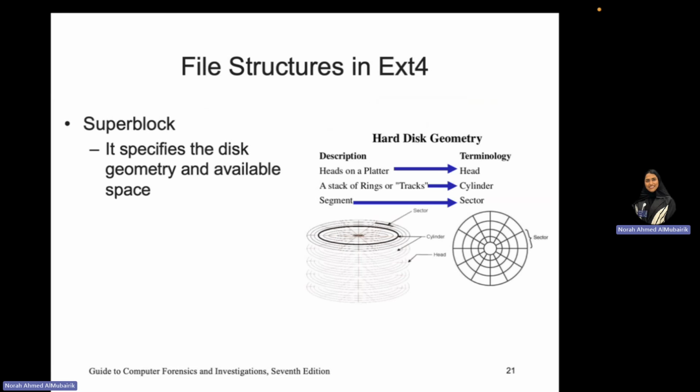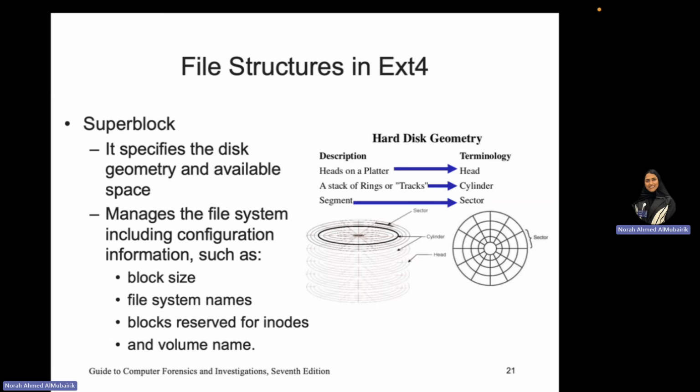Okay, so for the super block, what is the super block? Super blocks contain the geometry of the data. The super block specifies the disk's geometry and available space. It will tell us how many heads, cylinders, and sectors exist on this hard disk drive. It will also tell us more information about the block size. We do know that the minimum block size is 512, but it can be larger. Where can we specify this? Who would configure this? It's actually the super block. The super block will tell us the block size.